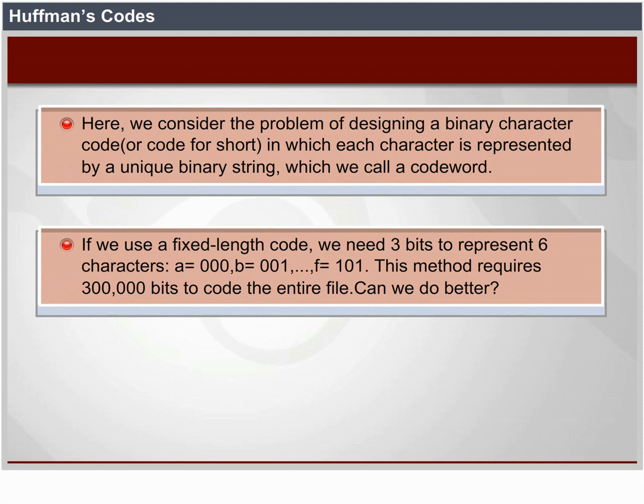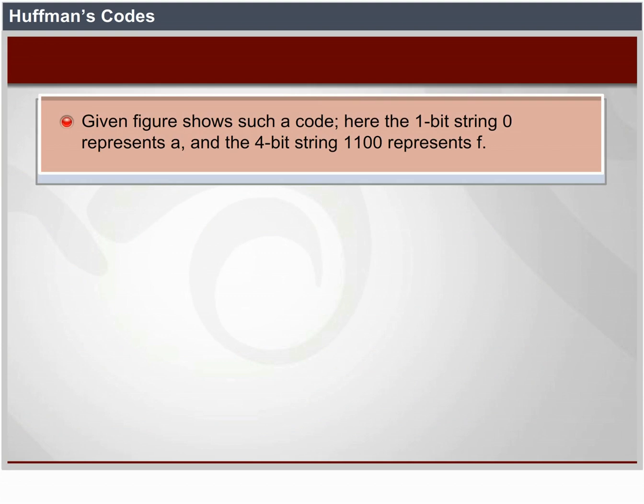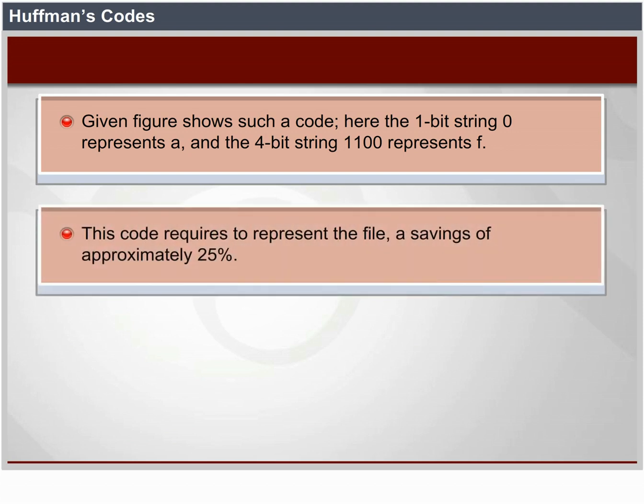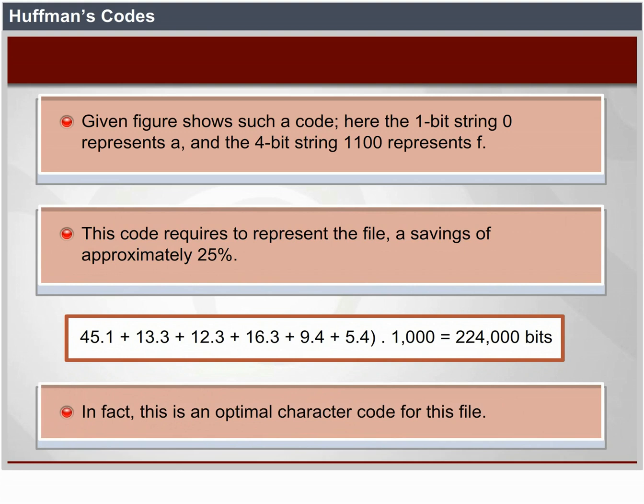Can we do better? A variable length code can do considerably better than a fixed length code by giving frequent characters short code words and infrequent characters long code words. The given figure shows such a code. Here the 1-bit string 0 represents A and the 4-bit string 1100 represents F. This code requires 224,000 bits to represent the file, a savings of approximately 25%. In fact, this is an optimal character code for this file.